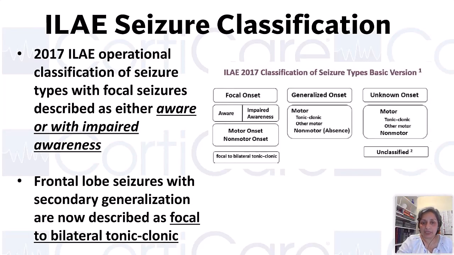Now, at the bottom of this classification, there is one more section which says focal to bilateral tonic-clonic. So focal onset seizures in the frontal lobe can evolve. If they become generalized, they fall into the category of focal to bilateral tonic-clonic seizure.